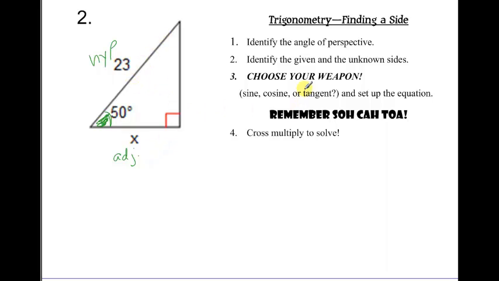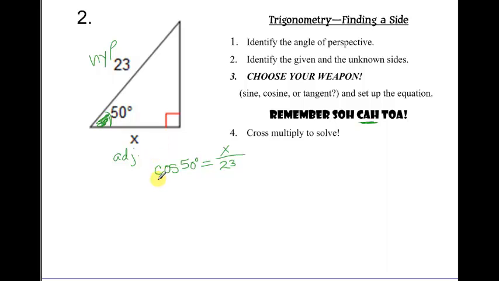So which ratio? Choose which one you're going to use. SOHCAHTOA, you've got adjacent and hypotenuse. This is a cosine question. So we're going to set it up just like this. Cosine of the angle 50 is equal to the fraction where I put the adjacent, which was the x from the picture, over the hypotenuse of 23. And cross multiply to solve.